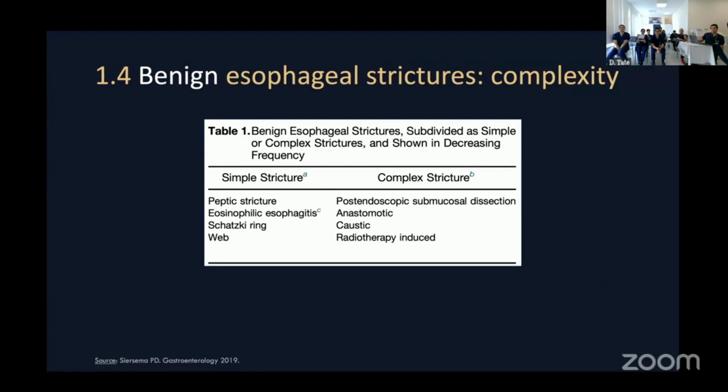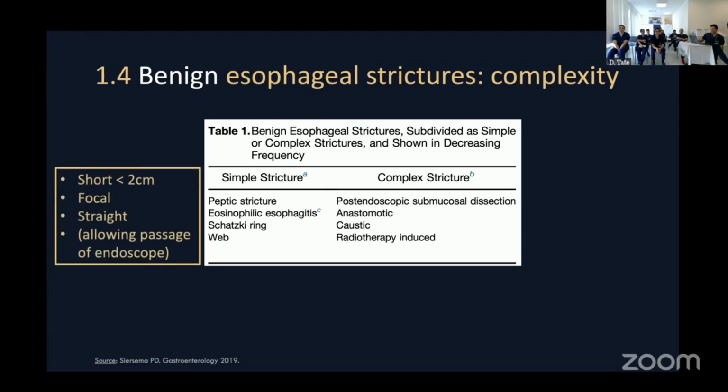So the benign esophageal strictures, we can divide them into simple and complex strictures. The most common simple strictures are the peptic strictures, EoE, and Schatzky rings, and the complex ones are post-endoscopic submucosal dissection, anastomotic, caustic, and radiotherapy strictures. What's the difference?